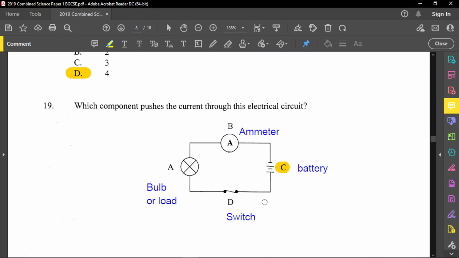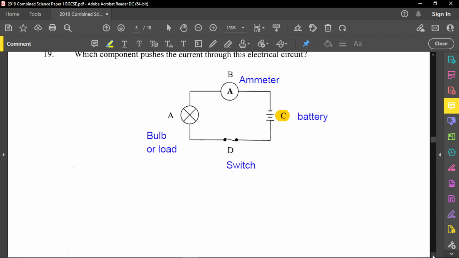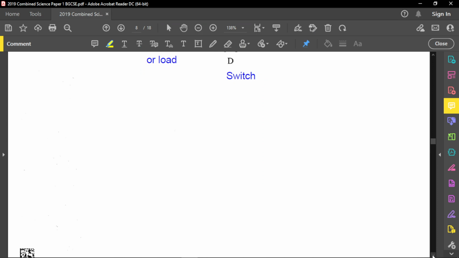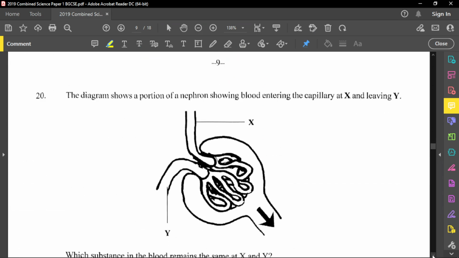What uses the current will be the bulb or the load. A meter reads the amount of current flowing through the circuit. And D, which is the switch, controls the opening and closing of the circuit, which means it controls the flow of electrons or flow of current.